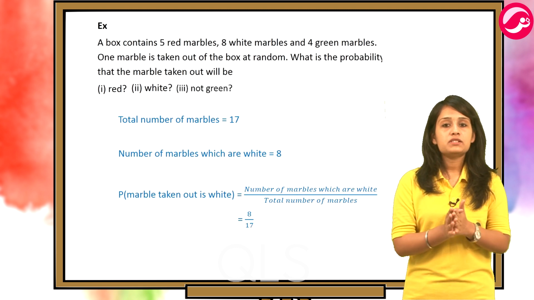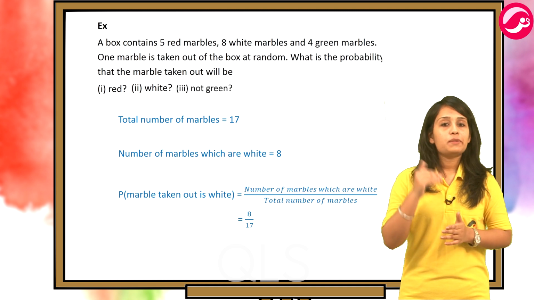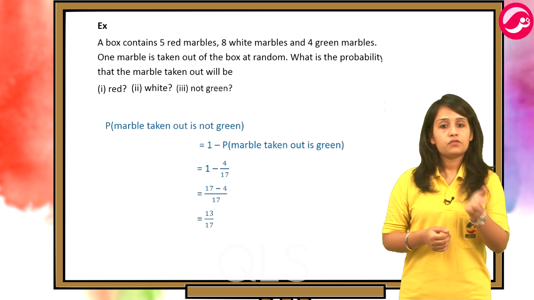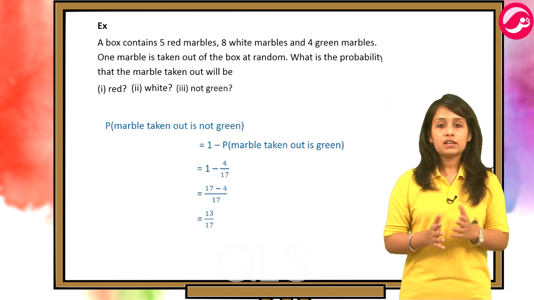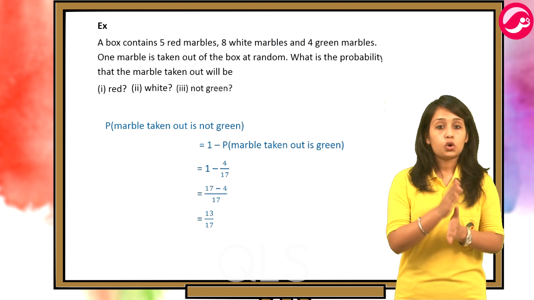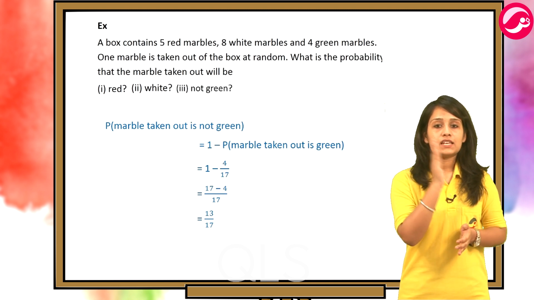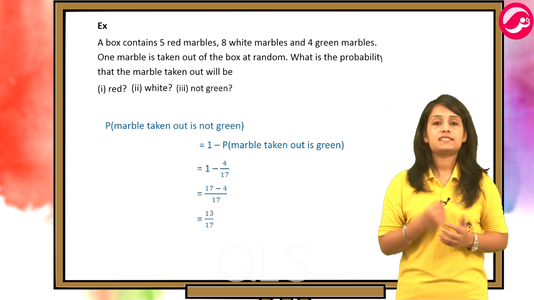Again, as white marbles are 8 in number, P of W will be equal to 8 by 17, and as the number of green marbles is 4, the number of not green marbles will be 17 minus 4. So, what will be the probability of getting a not green marble? 17 minus 4 divided by 17, that is equal to 13 by 17.